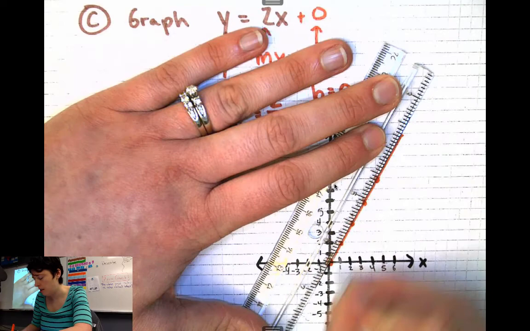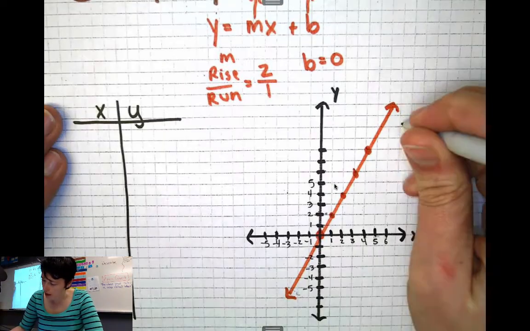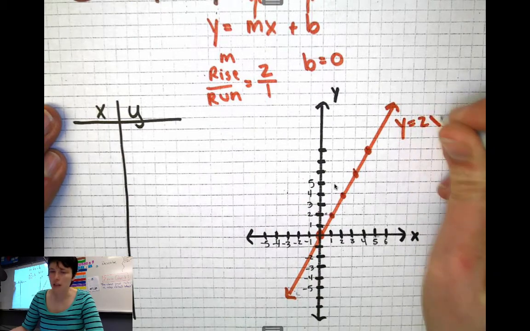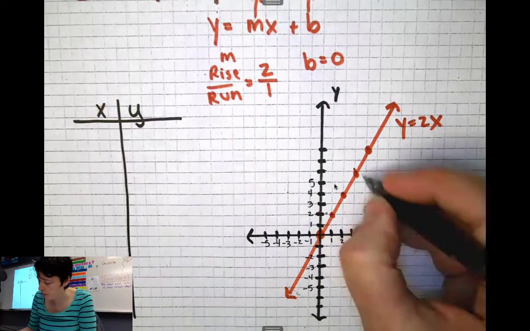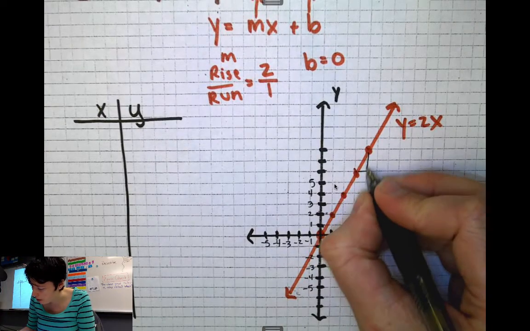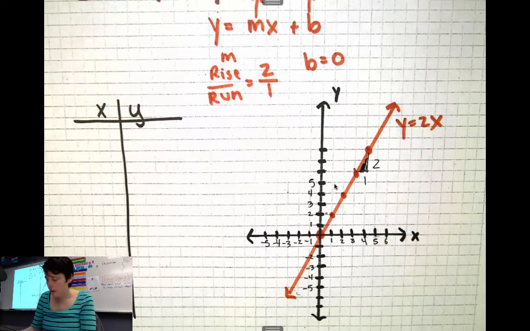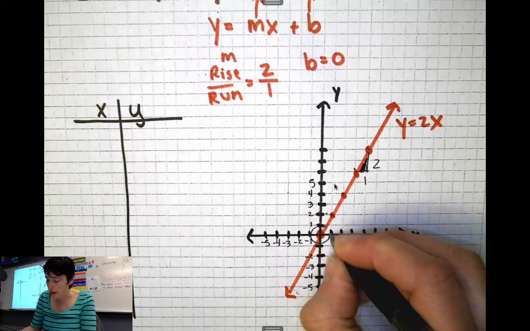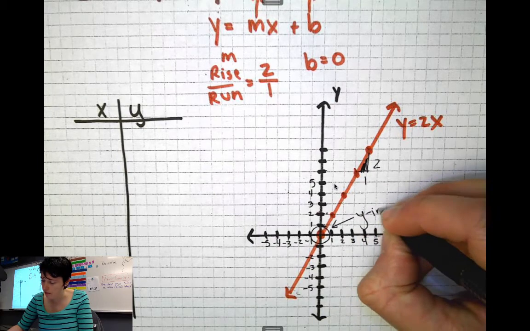Draw a line, draw some arrows. I'm going to write y equals 2x next to the line, and then I'm going to quickly make a growth triangle and label my y-intercept. So here's my growth triangle. I'll do it up here. It's up 2 over 1, and then my y-intercept happens right there at the origin.